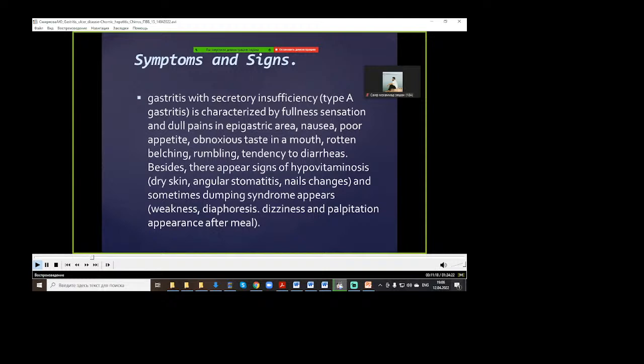Besides these symptoms, there will be symptoms of hypovitaminosis because of disturbance of absorption of different vitamins and proteins. So in this case, patients will have dry skin, angular stomatitis, and nail changes. And sometimes patients may have dumping syndrome, which is characterized by weakness, diaphoresis, dizziness, and palpitation appearing after meals.